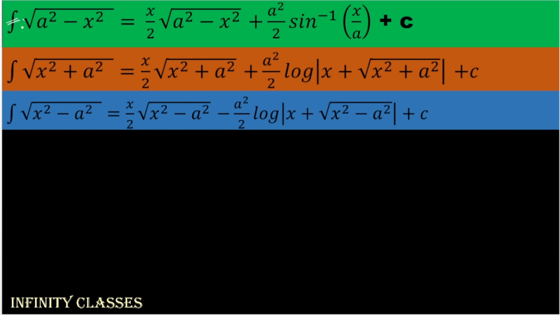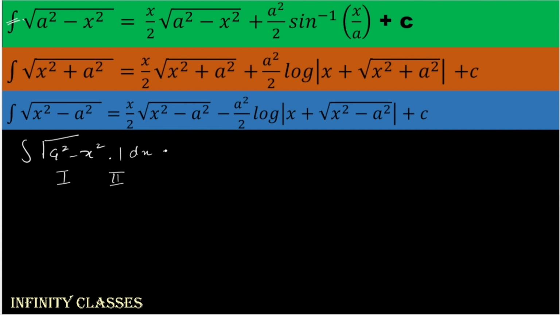So let's start. Integration of root a square minus x square. I will use integration by parts here. For integration by parts we need two functions, so I will multiply this with 1 and dx. Now we will choose which one to use first and which second. For this we will use root a square minus x square as first and 1 as second. We always choose as first the function which has difficult integration and as second the one which has easy integration.